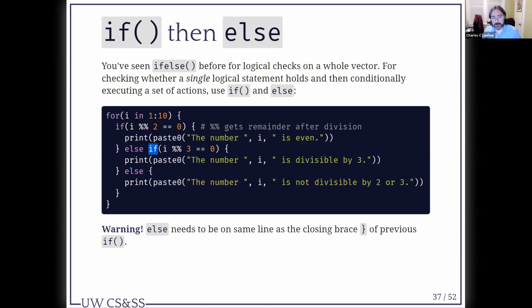Else, if i divided by 3 has a remainder of 0, print i is divisible by 3. If that is false, else print the number i is not divisible by 2 or 3. Okay? If, else if, else. You string them together like this.